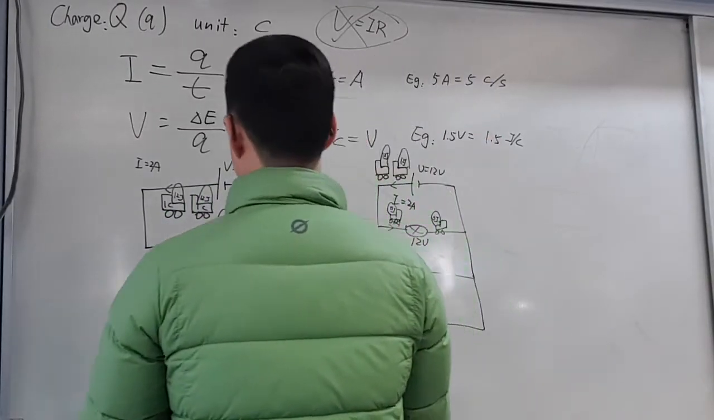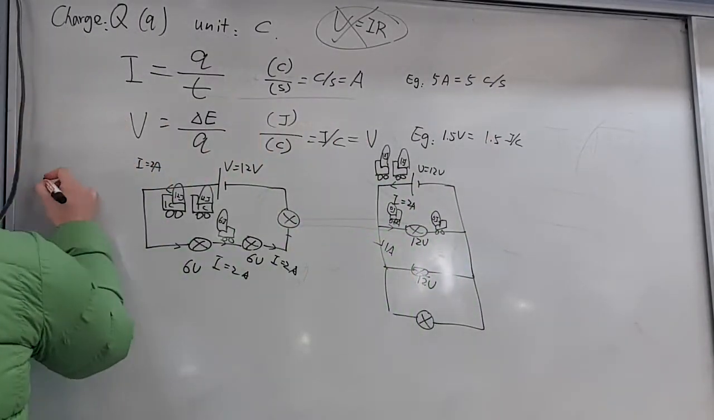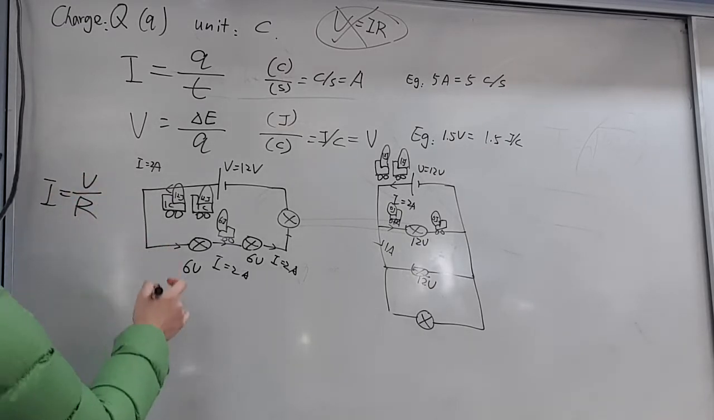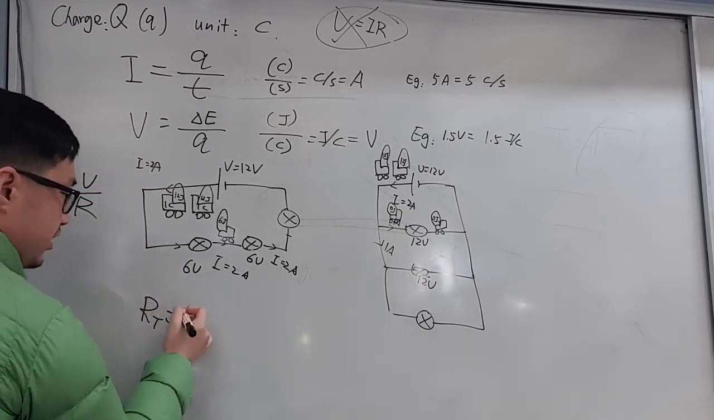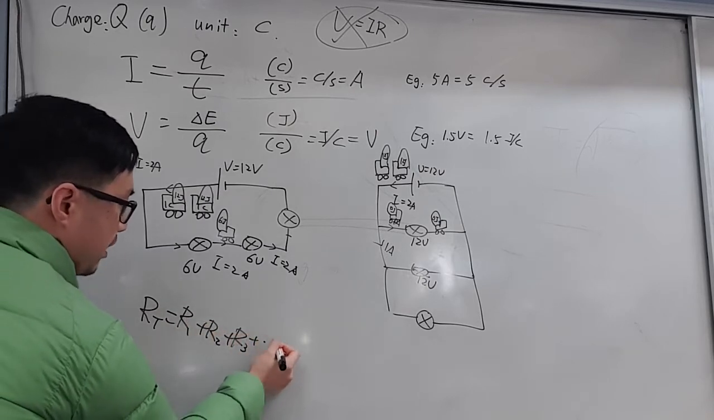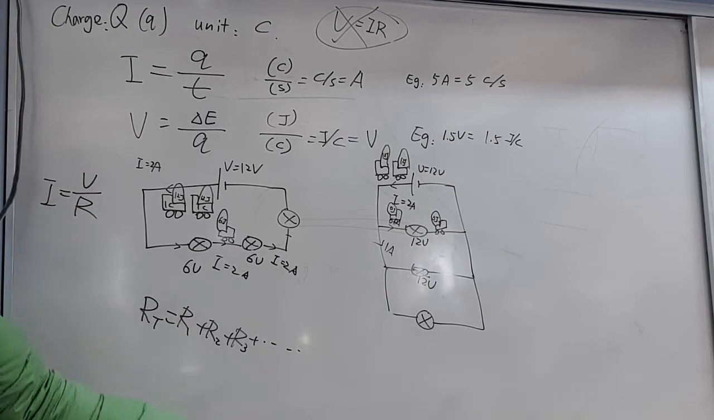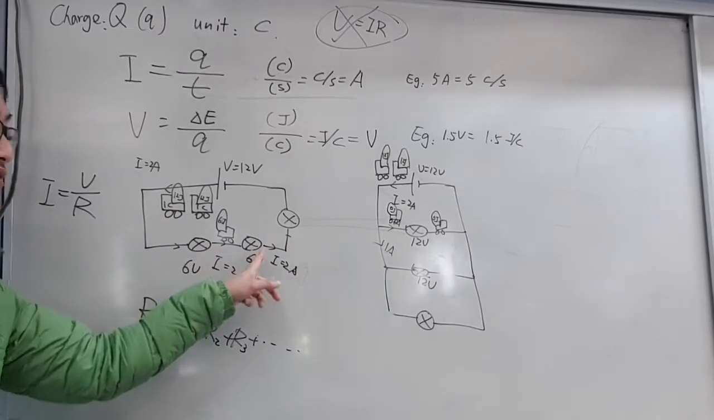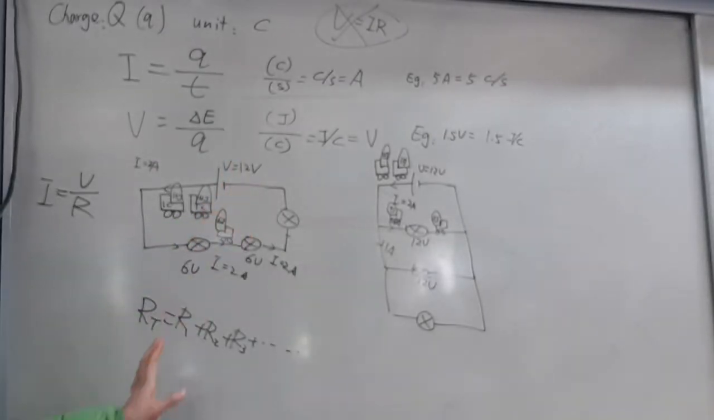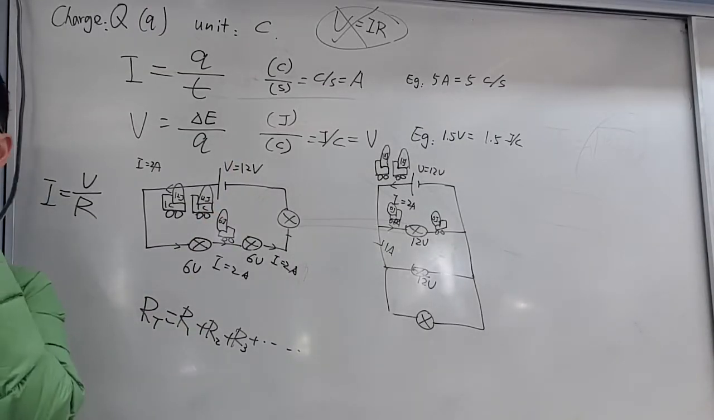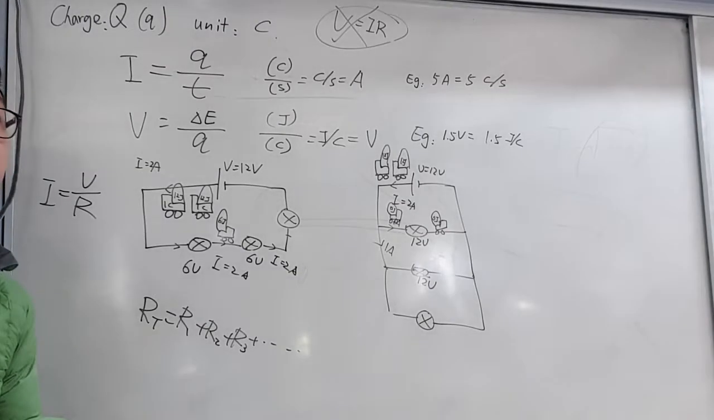Okay, so I'll write this equation over here. I equals V over R. The next equation is that the total resistance R total is going to equal R1 plus R2 plus R3 plus and so on, for a series circuit. That's easy to understand because you're going to be resisted again and again, so the electrons pass through each one of them, so the resistances add together, right?